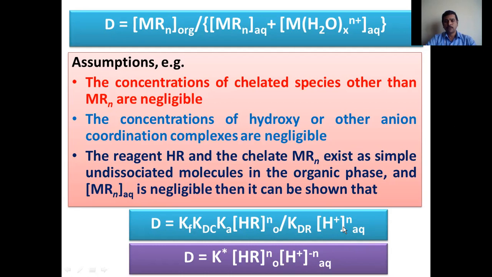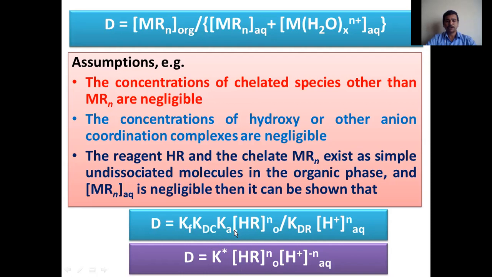So, because of the H plus ion present in the aqueous layer, the acidity of the aqueous phase matters. If you simplify this further, D is equal to K star into the concentration of HR to the power n in the organic layer, into the H plus ion concentration to the power minus n in the aqueous layer. Here K star indicates Kf into KDC into Ka divided by KDR.